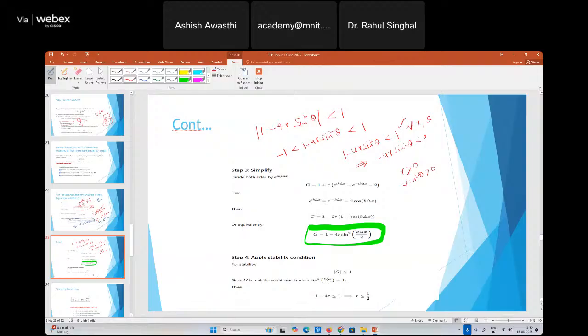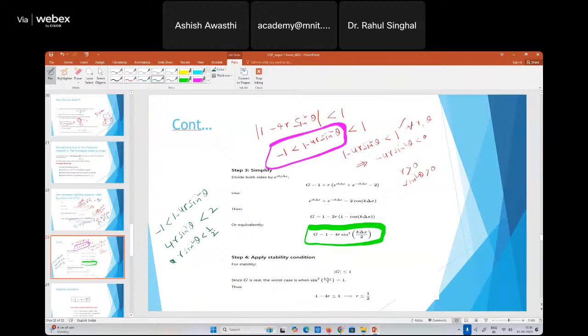There is no problem. Now let us take the other inequality. If I take this inequality, you see that here we can say -1 is less than 1 minus 4r sine square theta. So we can write 4r sine square theta is less than 2, by adjustment of these terms. And then you can say from here that r sine square theta is less than half.